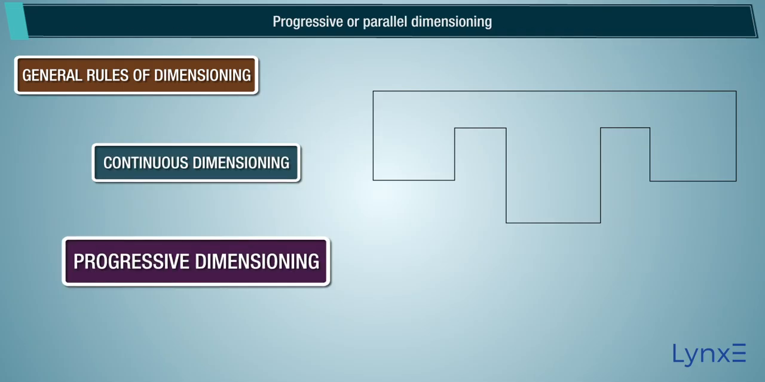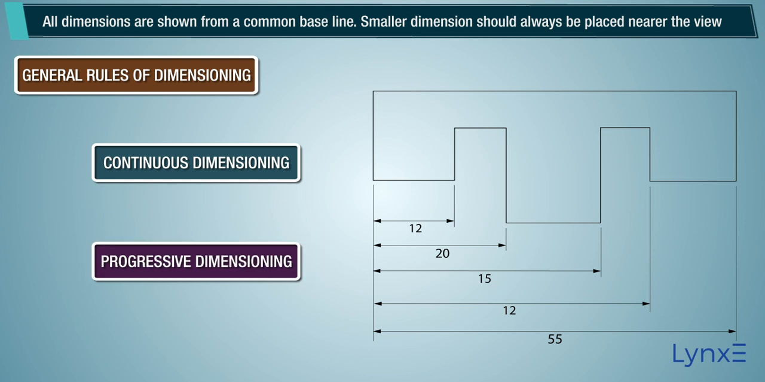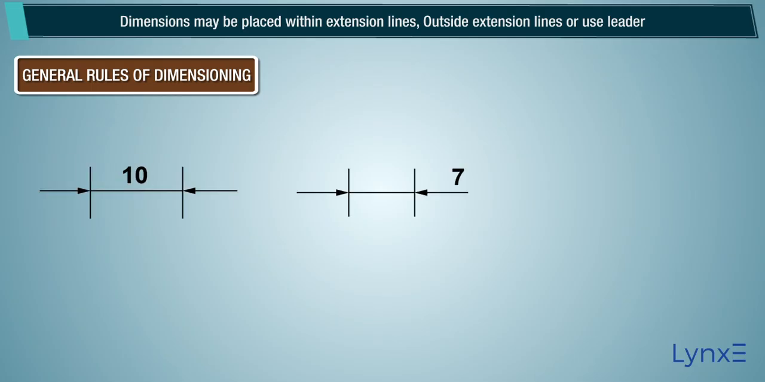Progressive or parallel dimensioning. All dimensions are shown from a common baseline. Smaller dimensions should always be placed nearer the view. Dimensions may be placed within extension lines, outside extension lines or use leader.